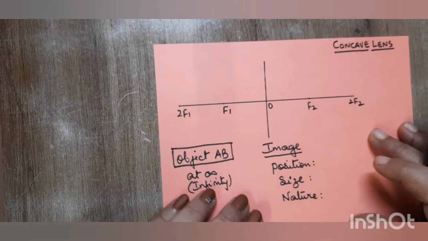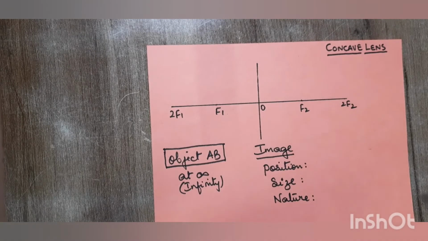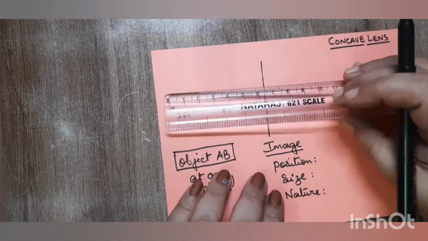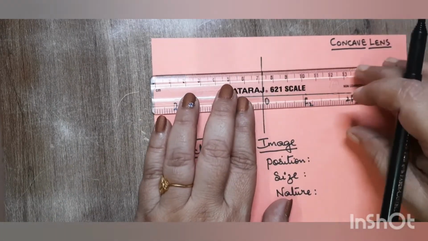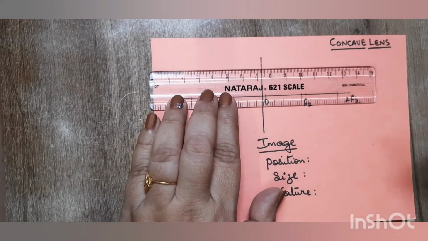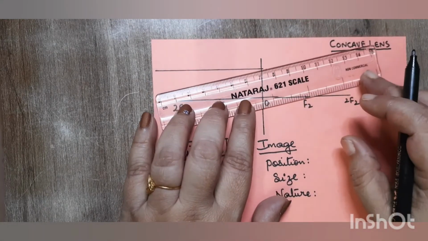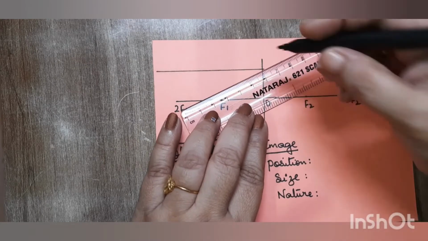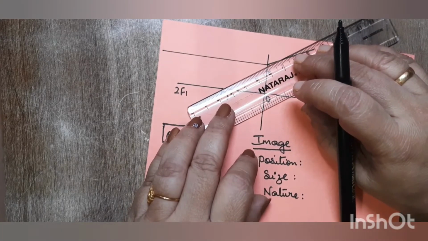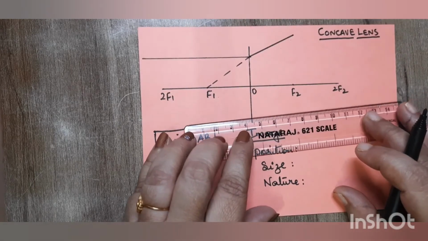Now moving on with the next, that is concave lens. Here we don't have any more cases in this one. First we'll place our object at infinity, that is here, so ray of light. In this case we know this lens, concave lens, is a diverging lens. So when we draw a ray coming from infinity parallel to principal axis, it will diverge. We will produce it back such that it will appear to pass through F1.